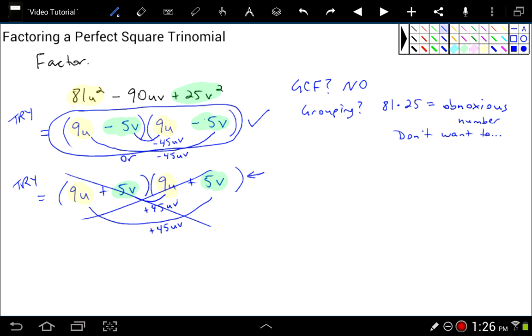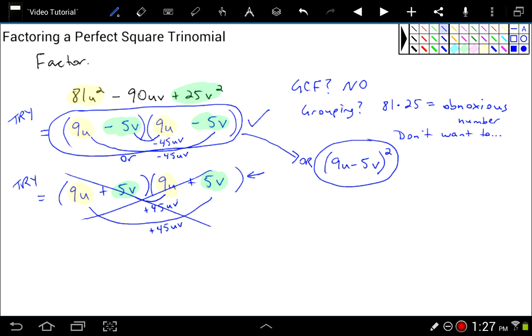So we've factored 81u squared minus 90uv plus 25v squared, and we've avoided this obnoxious number that we'd get if we tried to do grouping. Now, it could be done by grouping, don't get me wrong, but I'd like to avoid those huge numbers if I can, in fact, at all cost. So we have factored it. This is the answer. It could also be written like this: 9u minus 5v quantity squared. Either one of those is perfectly acceptable.